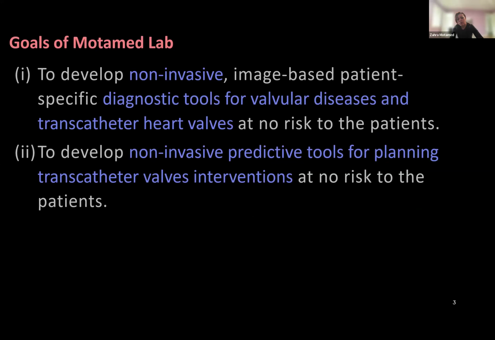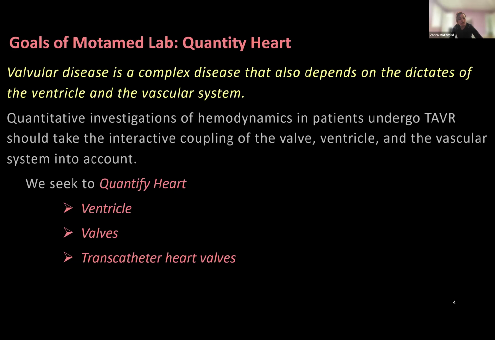So generally, the goal of my lab right now is that we are developing a non-invasive image-based computational framework, both for diagnosis and also prediction. And we are focusing on transcatheter heart valves, aortic stenosis, and also mitral valve diseases. A critical note is that many researchers in this field have already demonstrated and acknowledged that valvular disease is a complex disease that also depends on ventricular disease and the vascular system.